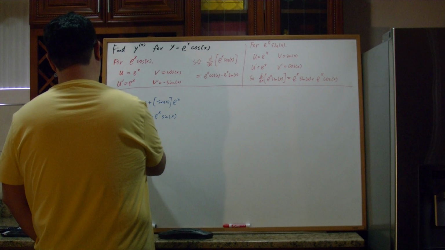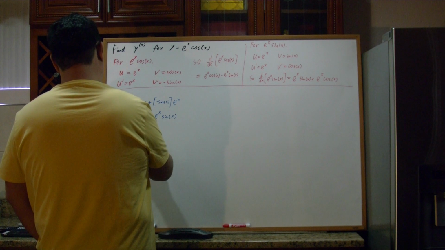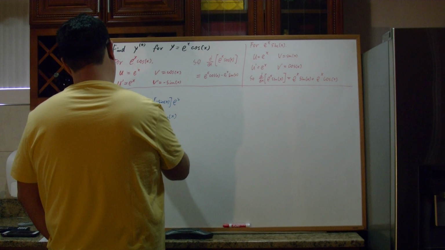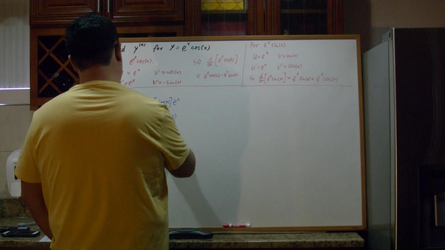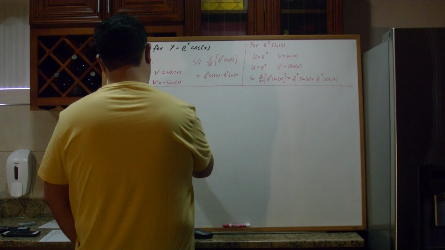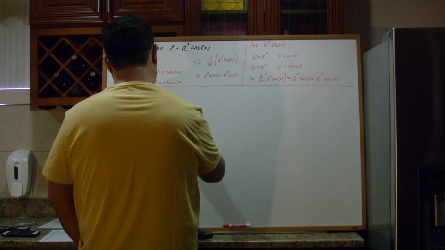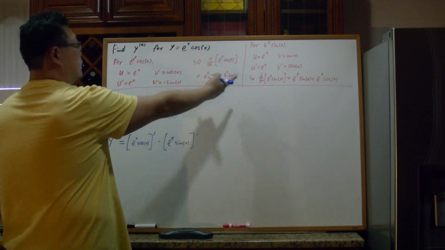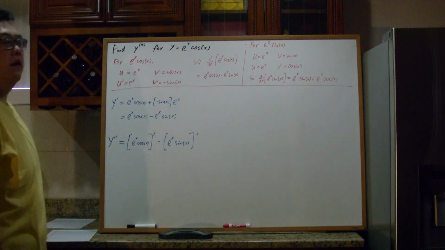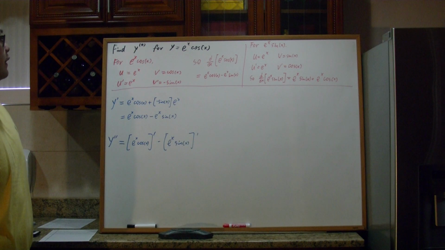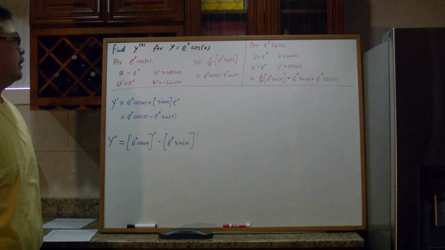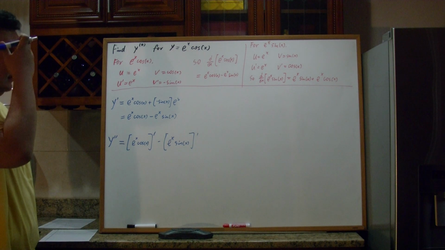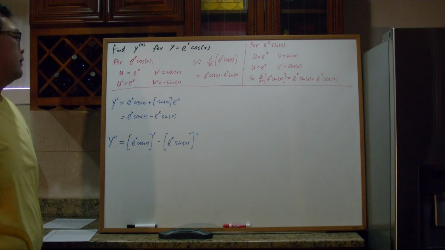When we find the second derivative, we simply differentiate e to the x cosine x and differentiate e to the x sine x. We can just use these sort of expressions or formulas, not exact formulas, but ones we developed to use temporarily for this question.